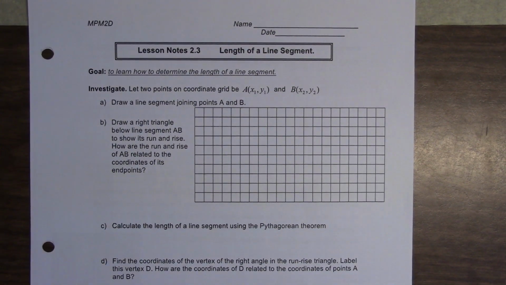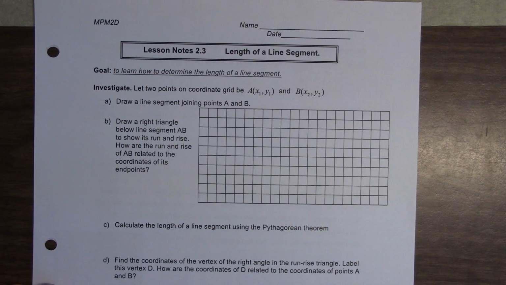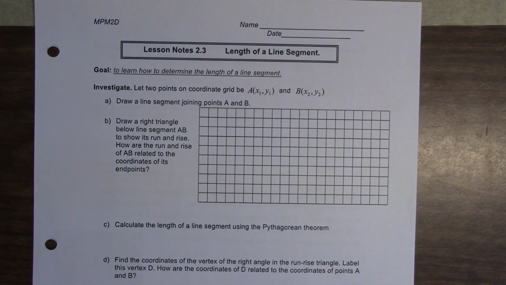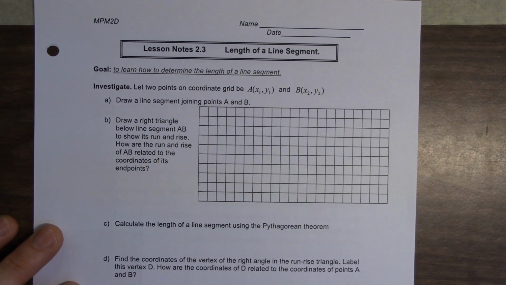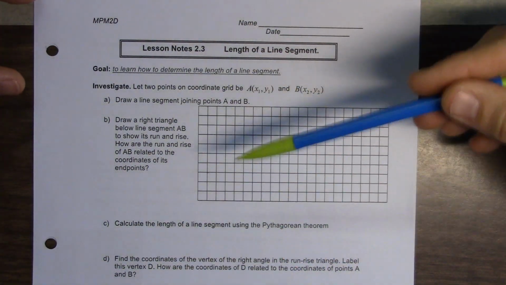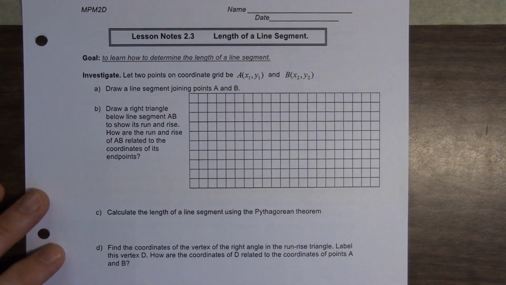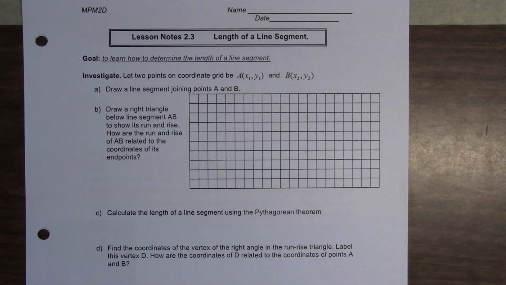Okay, this is lesson 2.3, length of a line. Our goal is to learn how to determine the length of a line segment. All right? So, the first example here is kind of long. We're gonna figure out the equation for the length of the line going sort of backwards.